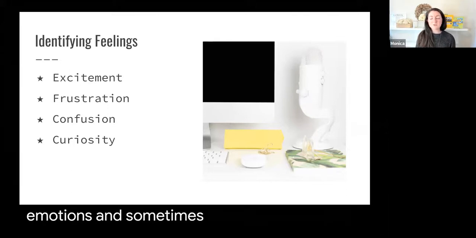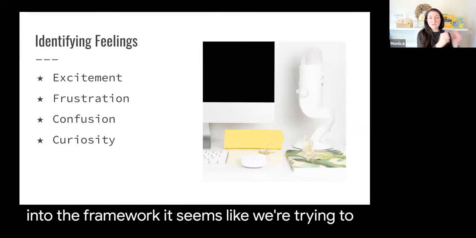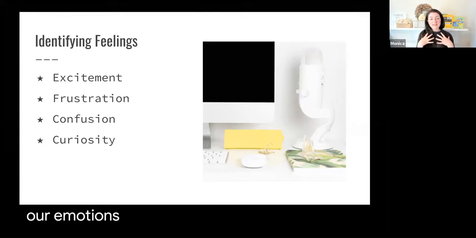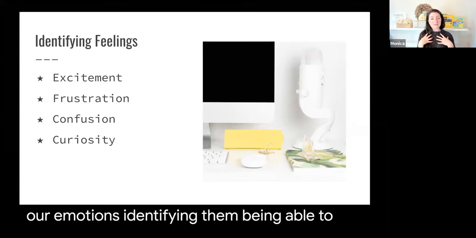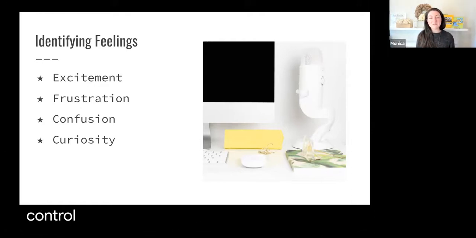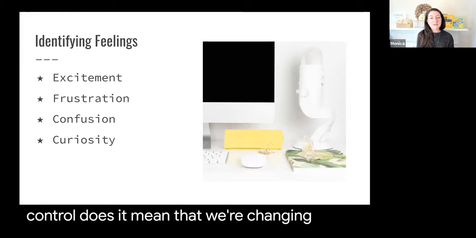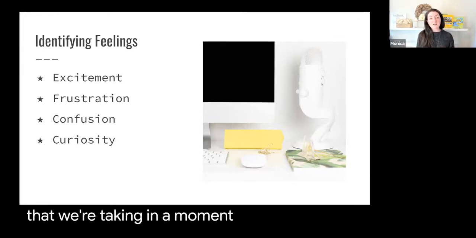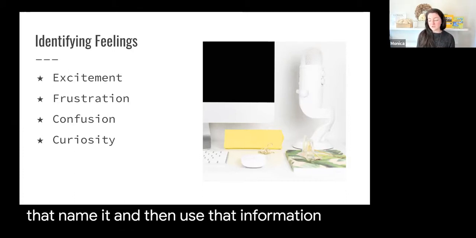And sometimes when we use that term manage emotions, and you'll see that pulled into the framework, it seems like we're trying to take control, right? But it's really about managing our emotions, identifying them, being able to say, this is how I feel and why. So having more control doesn't mean that we're changing or pivoting how we feel necessarily, but that we're taking a moment to acknowledge that, name it, and then use that information to move forward.